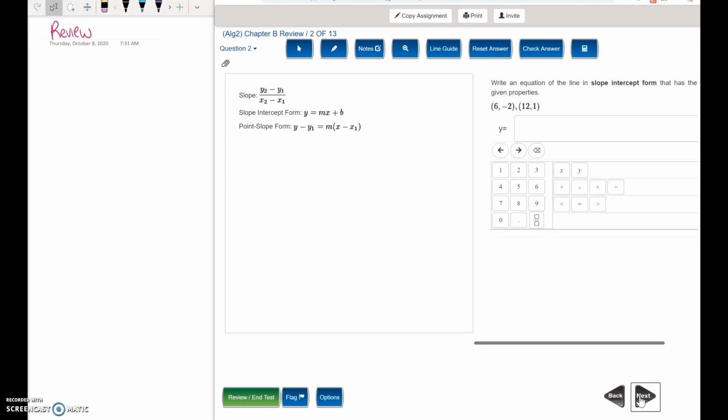Okay, next question. Write an equation of the line in slope-intercept form that has the given properties. So this time you need to use these properties, or these formulas that are over here on the left. We need to start by finding the slope.